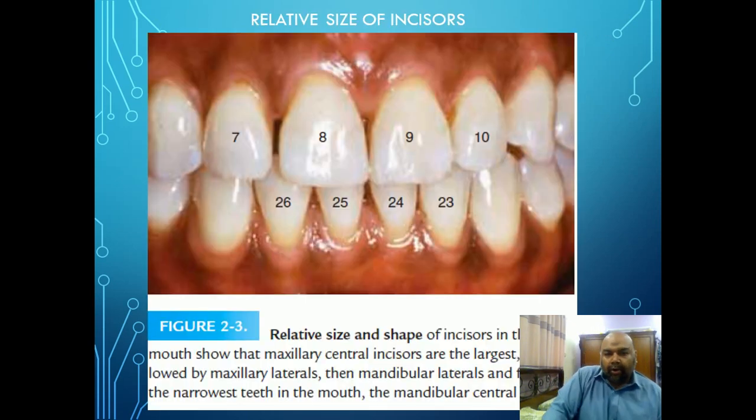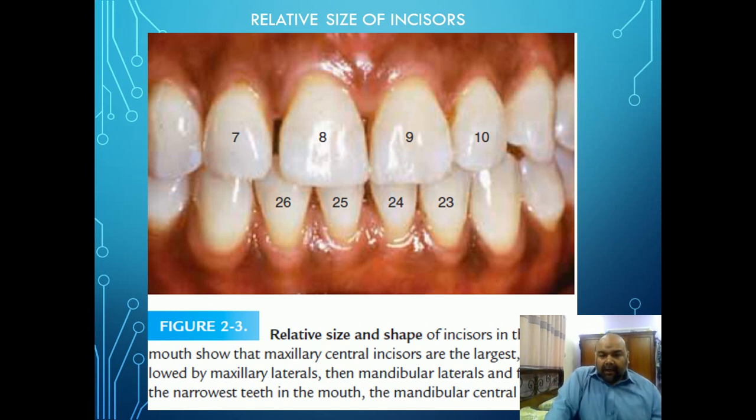Now we'll talk about the mandibular incisors in terms of their relative size and shape. If you view this picture, the numbers written on them are the universal numbering system. The four maxillary incisors are numbered as 7, 8, 9, and 10. And as I've already discussed, the mandibular incisors are 23, 24, 25, and 26. Okay, this is the universal number system, and in FDI that will be 1.1, 1.2. This will be 2.1, 2.2. This will be 3.1, 3.2, and this one will be 4.1, 4.2.